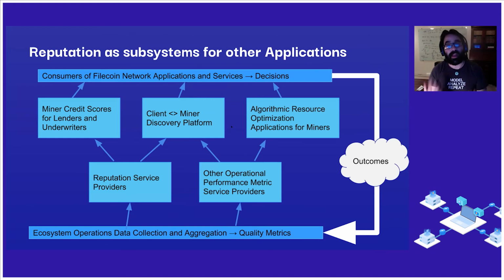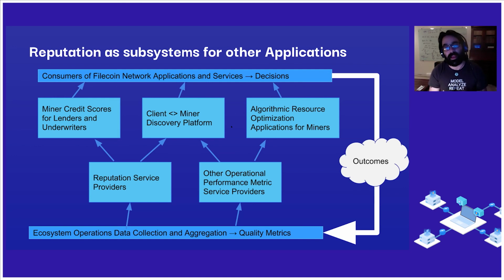And so I want to wrap up by looking at how some of these things could fit together. We have these low-level ecosystem operations, data collection, aggregation, and computation of quality metrics. And we can see how that might feed into these reputation scores, which might actually be provided by many different service providers, as well as other kinds of operational performance metrics, which might not be interpretable as reputation, but feed into a wide range of optimization algorithms, discovery platforms, or credit ratings used to actually serve the end users in the Filecoin network, whether they're consuming applications or services.